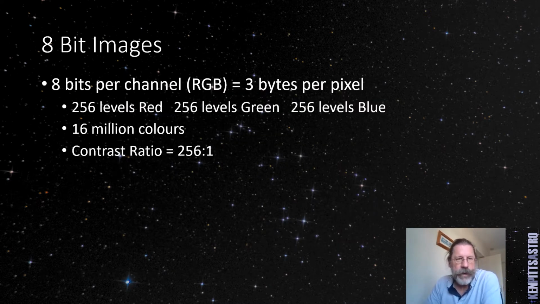So for 8-bit images, you get 8 bits per channel. So 256 levels of red, 256 levels of green, and 256 levels of blue. And that adds up to 3 bytes for every pixel in your image. Now if you work out how many different combinations of colours you can make with 256 levels, you'll find it's about 16.7 million colours, which is more than enough for almost every application that you're going to be looking for images in. So if it's on screen, on print, or whatever, 16.7 million colours is absolutely fine. They do, however, only have a contrast ratio of 256 to 1.